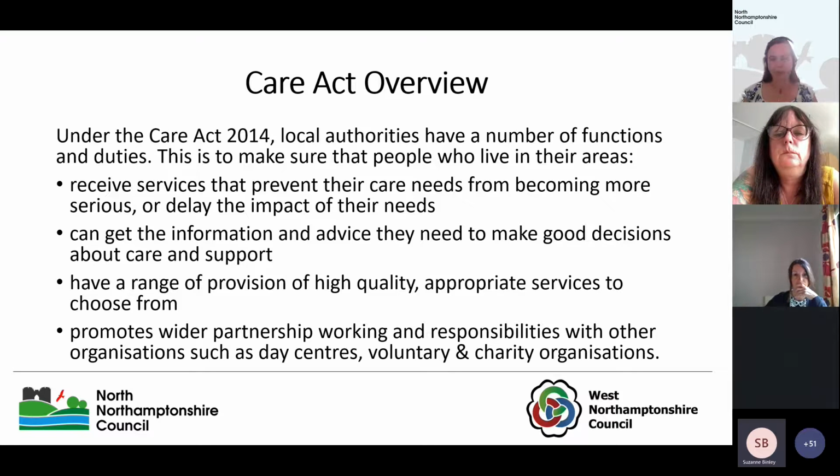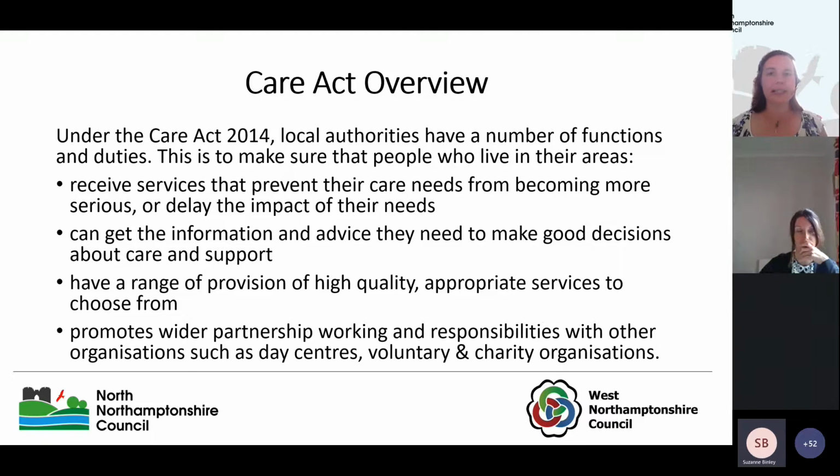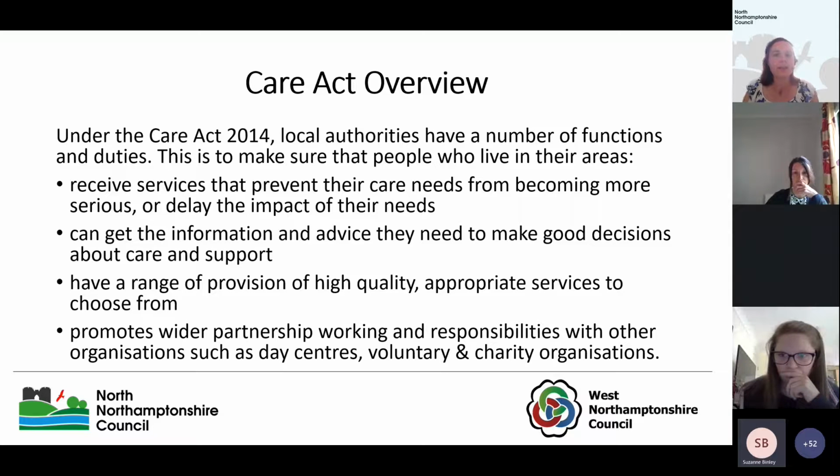Okay, so hopefully we're all aware that the current legislation for adult safeguarding sits under the Care Act. Okay, so we've had the Care Act since 2015. Okay, and this said that local authorities have a number of functions and duties.